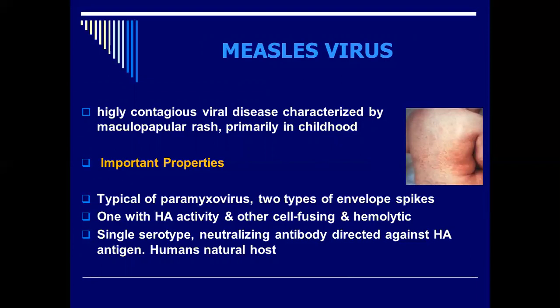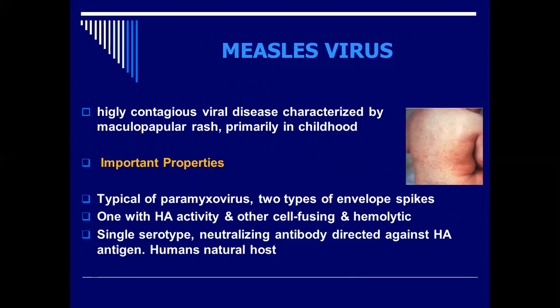Now the important properties of the virus are typical of a paramyxovirus. Almost all of these four viruses, the measles, the mumps, respiratory syncytial virus, and parainfluenza virus, have almost the same important properties in their structures. All are typical in nature. The two types of surface spikes are found in case of measles.